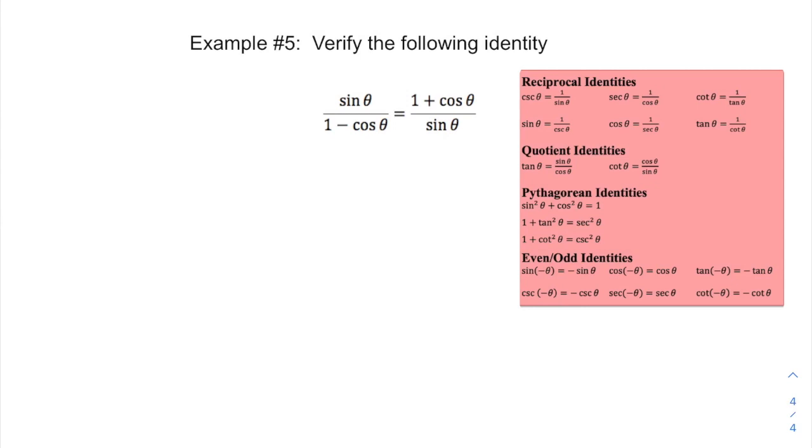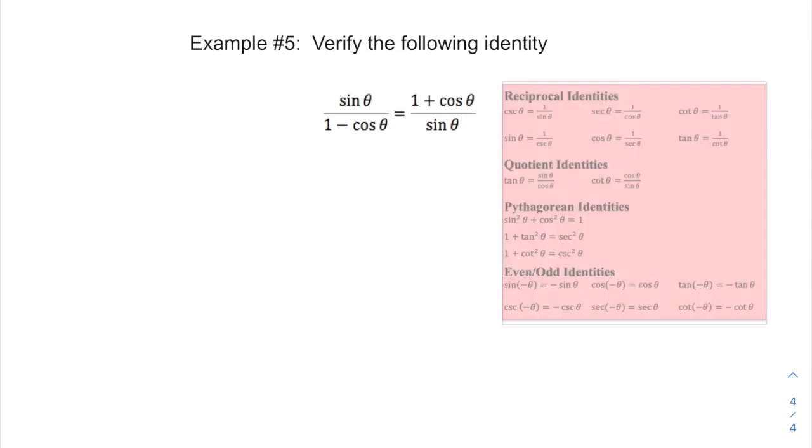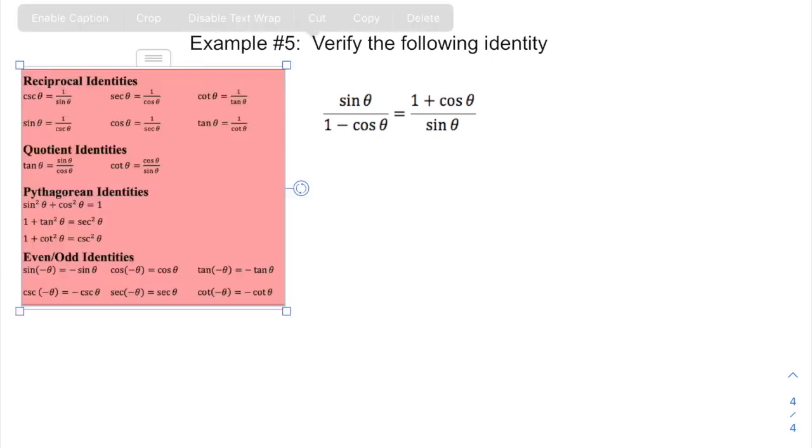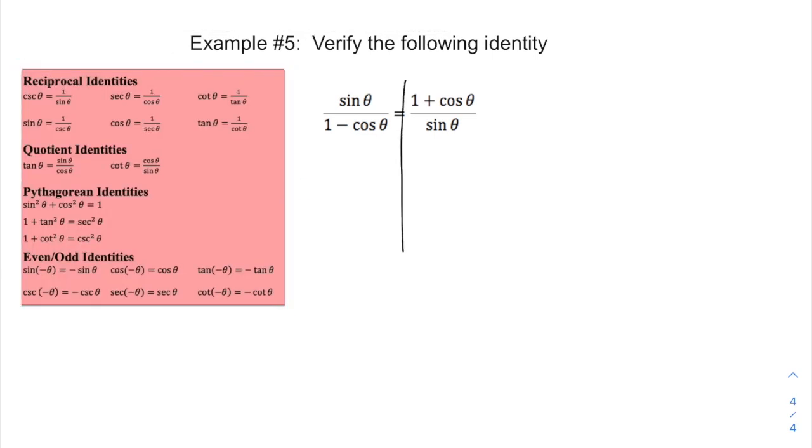Okay, our last question. We want to verify that sine over 1 minus cosine is equal to 1 plus sine over cosine. So this question, it's equally complicated on left or right side, so it really makes no difference. Maybe we'll do the left side just to be different. So I'm going to move my box over there. So let's work with the right-hand side here.